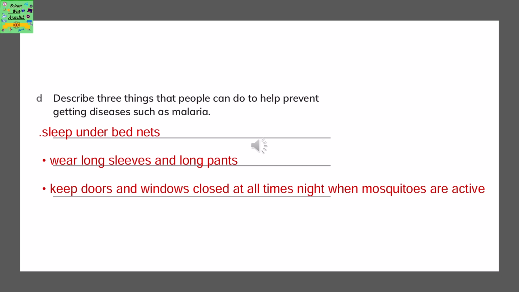Describe 3 things that people can do to prevent getting the disease such as malaria. They should sleep under bed nets. There are certain nets that cover the bed so that the mosquitoes do not enter the area where you're sleeping. Wear long sleeves and long pants. Keep doors and windows closed at all times. The night time is when mosquitoes are the most active.